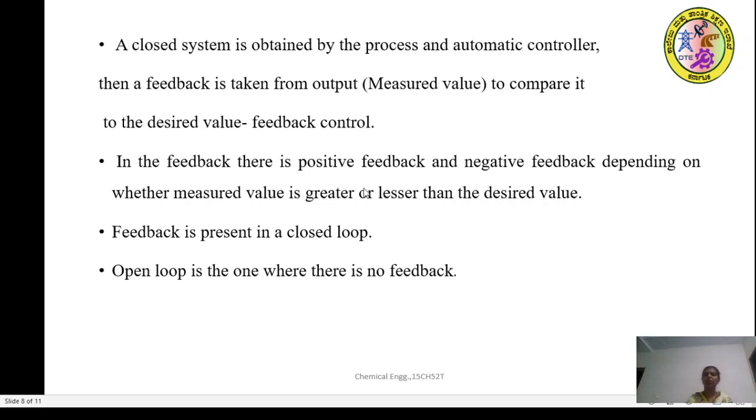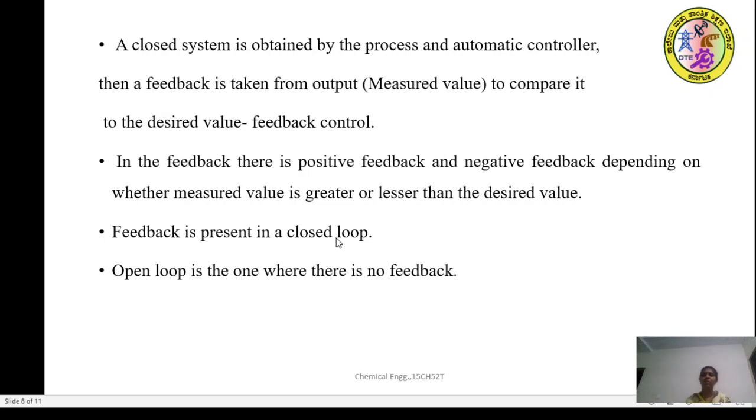In feedback, there is positive feedback and negative feedback, depending on whether the measured value is greater or less than the desired value. So what are positive feedback and negative feedback? It mainly depends on comparing the measured value with the desired value. If the measured value is greater than the desired value, we call it positive feedback. If the measured value is less than the desired value, we call it negative feedback.